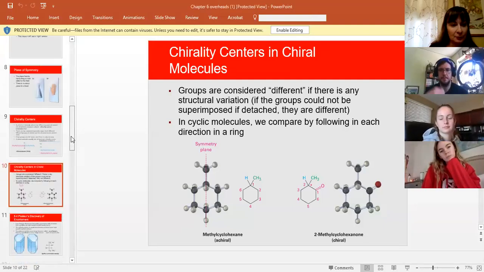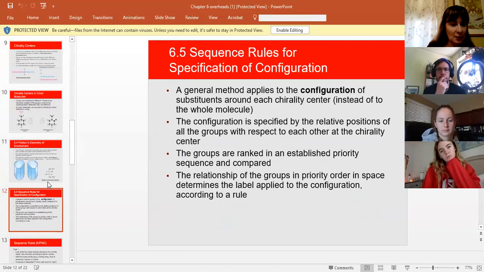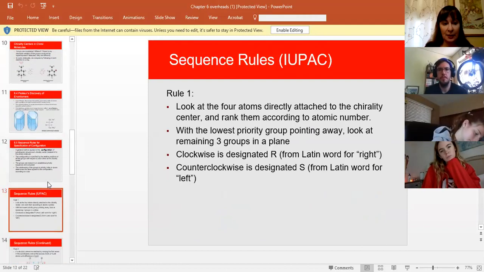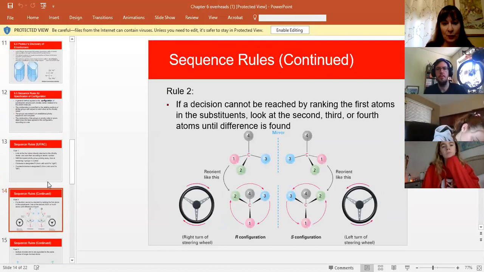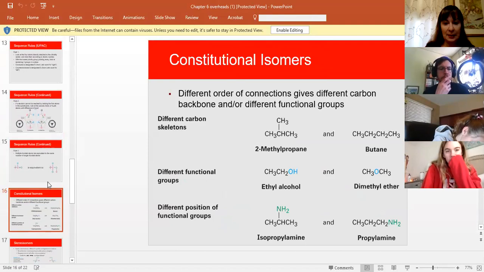So we're going to skip all the adventures of Louis Pasteur, which were very interesting, but we're going to skip those in the interest of time. The sequence rules are the same rules that you use for the EC system, okay? Highest molecular weight at the first point of difference, that's what we need to be looking for.